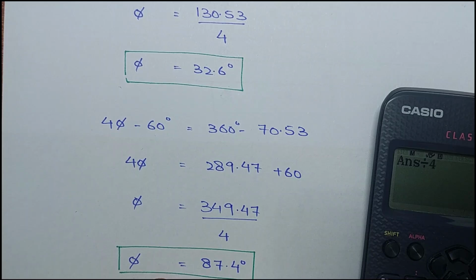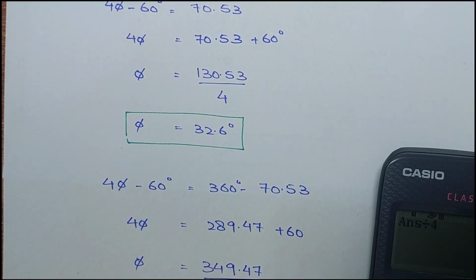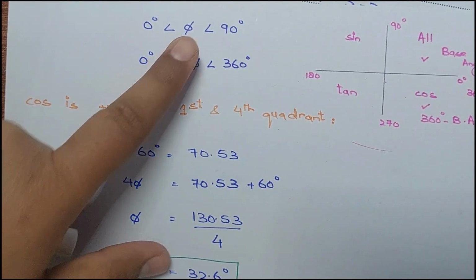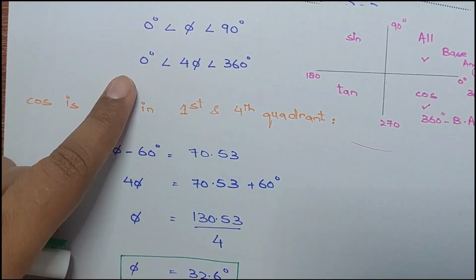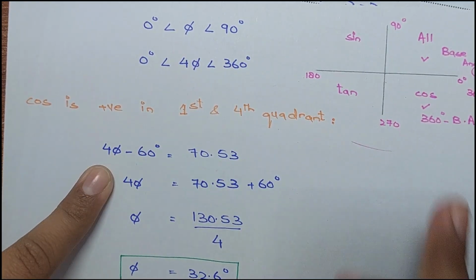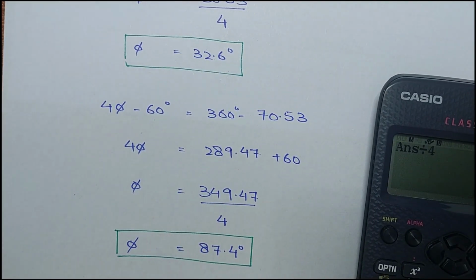So in order to get the two solutions, you have to check your domain, right? The domain is for phi, which is from 0 to 90, but in the question we have the angle 4 phi. So we have to figure out the domain for 4 phi, which is from 0 to 360. You have to solve for 4 phi from 0 to 360 and then find the final answers for phi, right? I hope this is clear now.